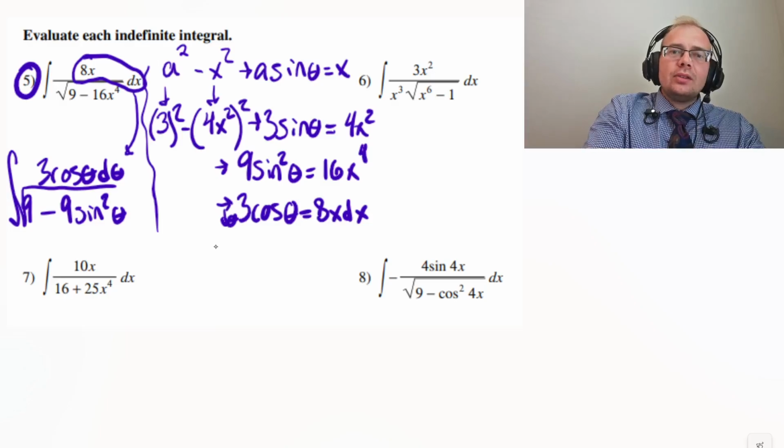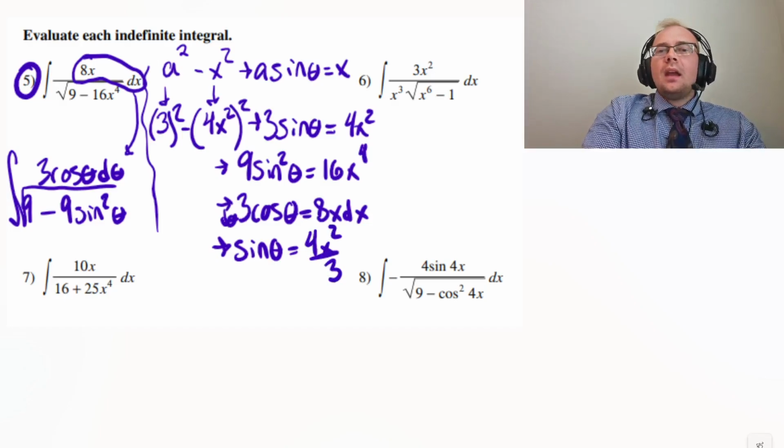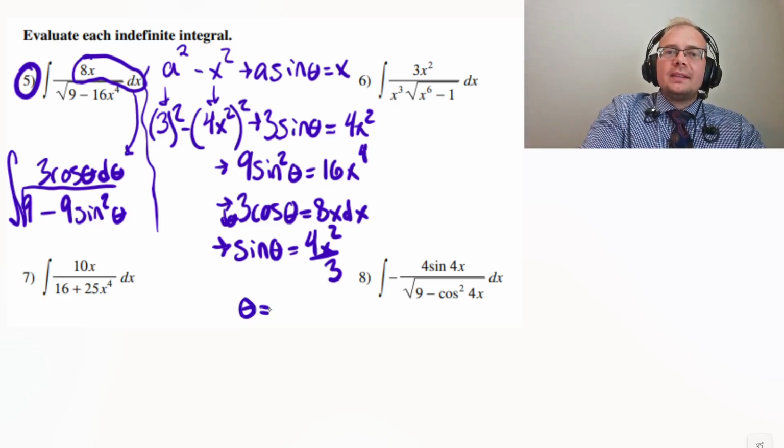The other thing you can do with the derivative is you can solve for theta. So if I were to take 3 sine theta equals 4x squared and divide by 3, I would get sine theta equals 4x squared over 3. And then if I take the inverse sine of both sides, I would end up with the sine inverse of 4x squared over 3 is equal to theta.